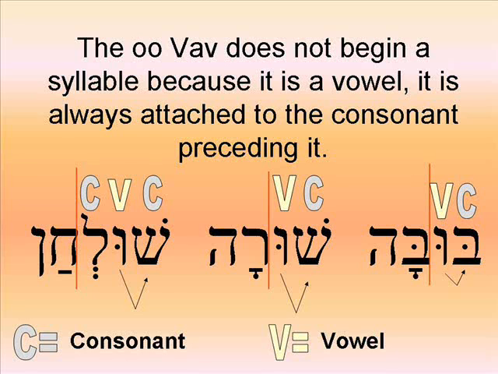Last word, shulchan. Shulchan means a table. First letter of the syllable is shin. The next one is a long U vowel. And the last one is l, which is a consonant. We have a consonant, a vowel, and a consonant. Now a syllable that ends with a consonant is considered a closed syllable.